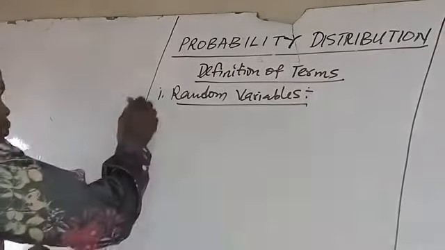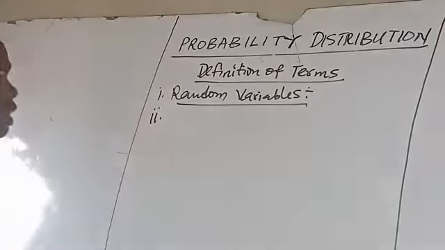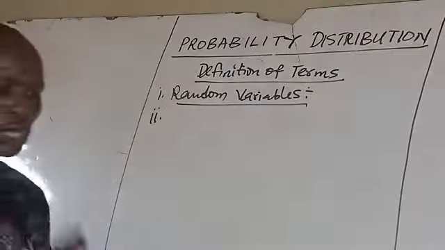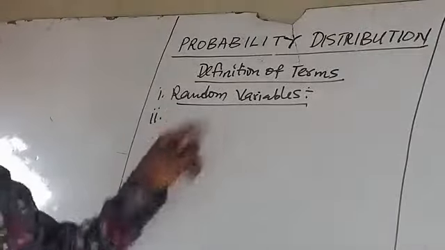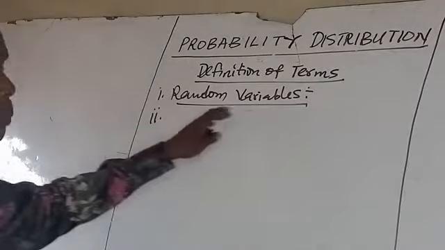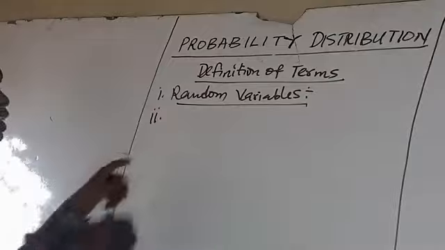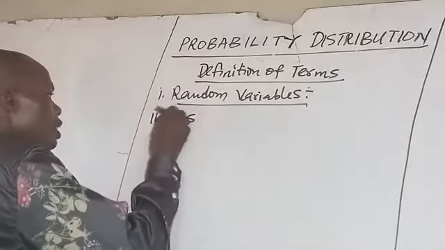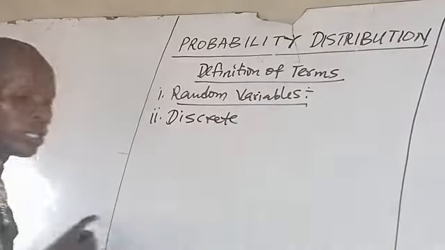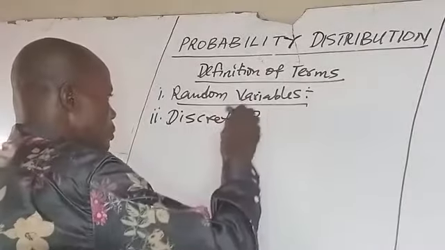Number two, I want you to know that probability distribution may either be classified as a discrete probability distribution or a continuous probability distribution. So what do you mean by discrete probability?